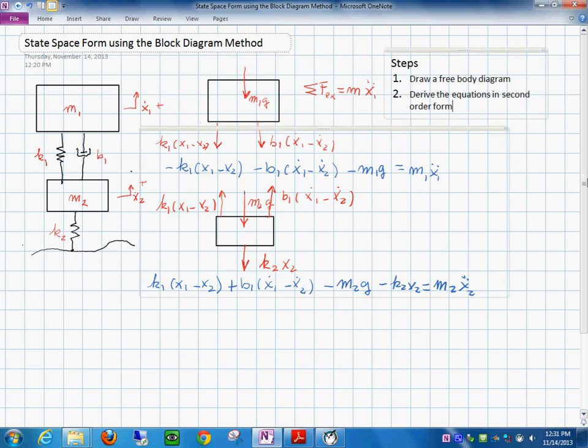So in here, I go here, and then I'm going to outline step number 3. Step number 3, I'm going to say convert, because state space form is only first order form equations. We need to convert the second order differential equations into a set of first order differential equations.